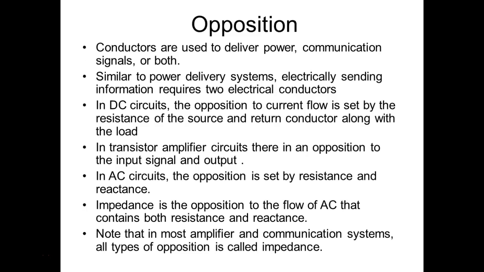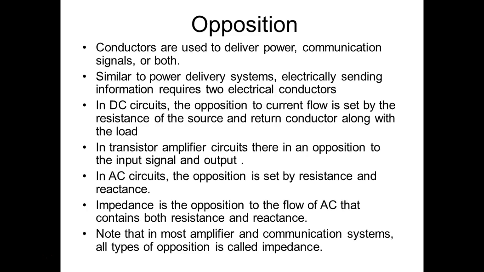Conductors are used to deliver power and communication signals. Similar to a power delivery system, sending electrical information requires two electrical conductors. In DC, the opposition to current flow is set by the resistance of the source and return conductor along with the load. In transistor amplifiers, we have two oppositions that we're going to look at, what we call the input resistance or impedance and the output impedance of the circuit, which is what we really need to understand. In AC circuits, the opposition is set by something called resistance and reactance.